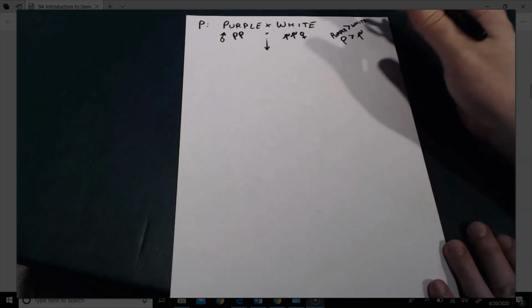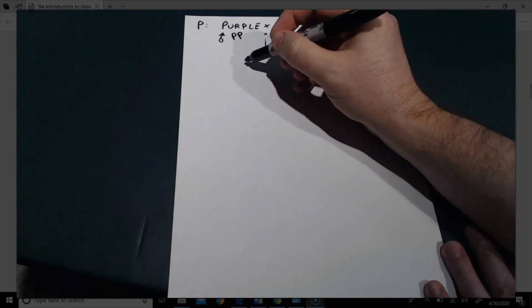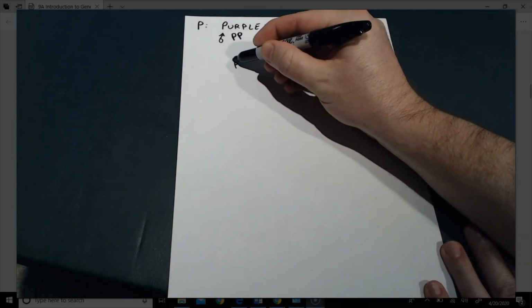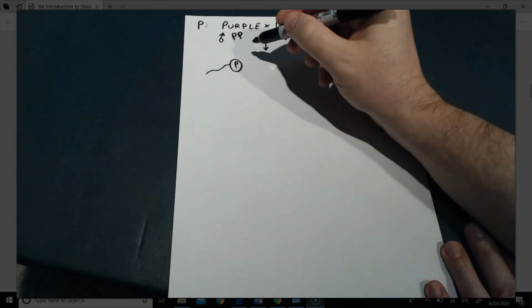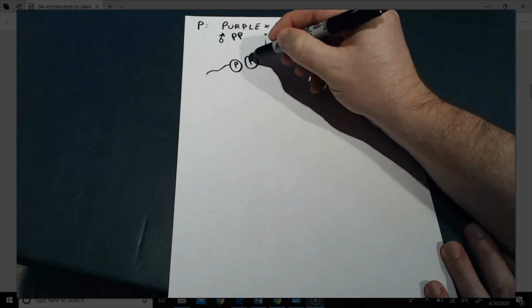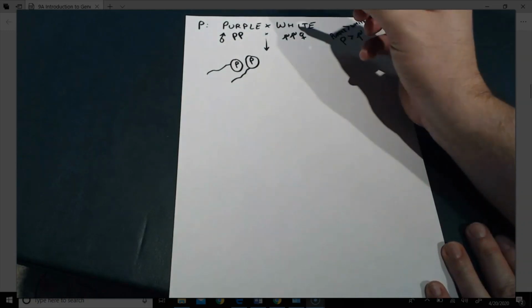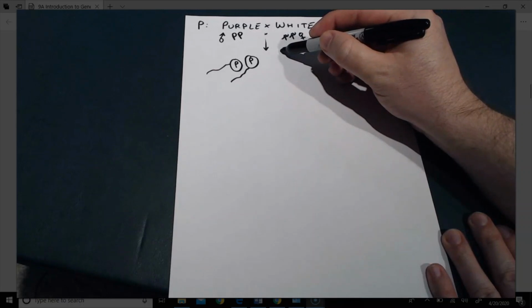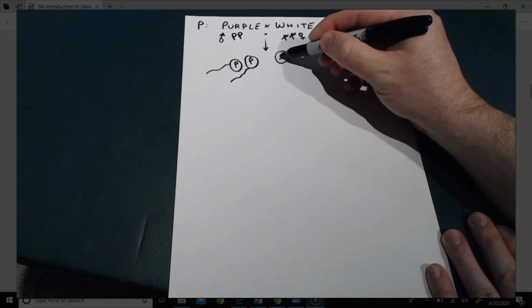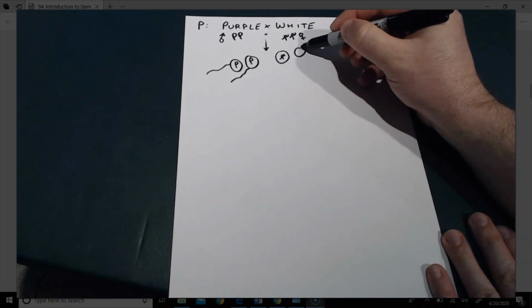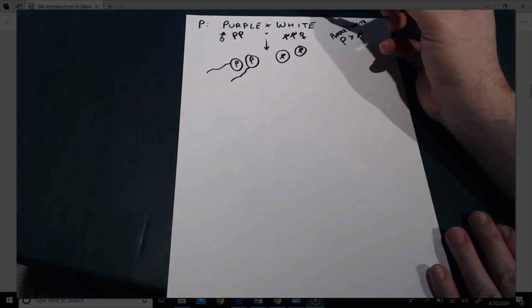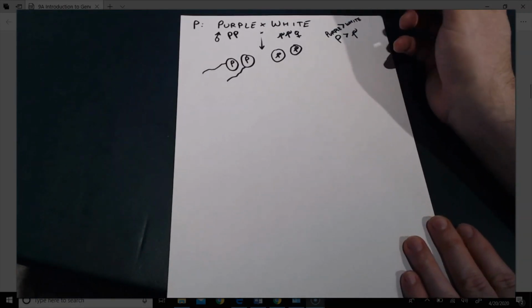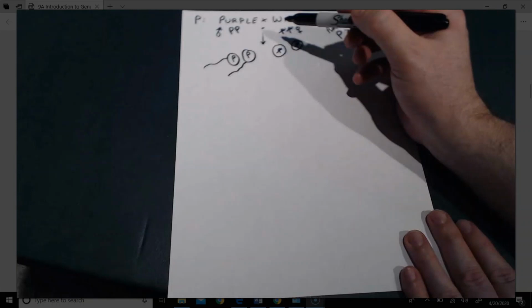No matter what, let's just look at this and say, well, he could put a big P in one of his sperm cells, or a big P in one of his sperm cells, right? And what can this girl over here put in her egg? Well, she could put a little p in an egg, or she could put a little p in an egg. And again, remember, girls do their meiotic events a little differently, but that's okay. So how can we decide?